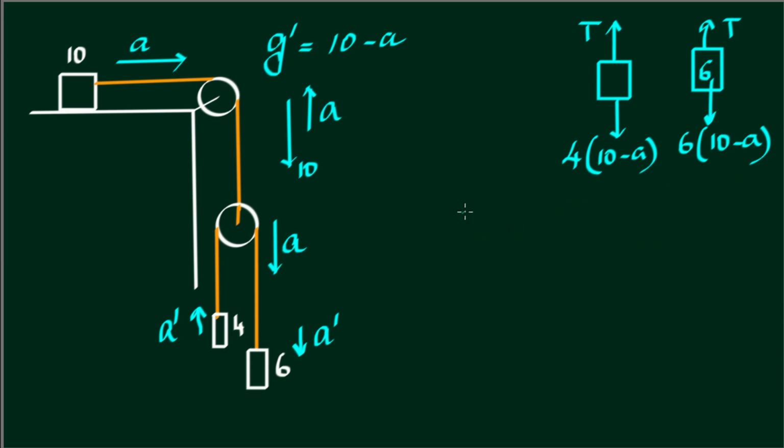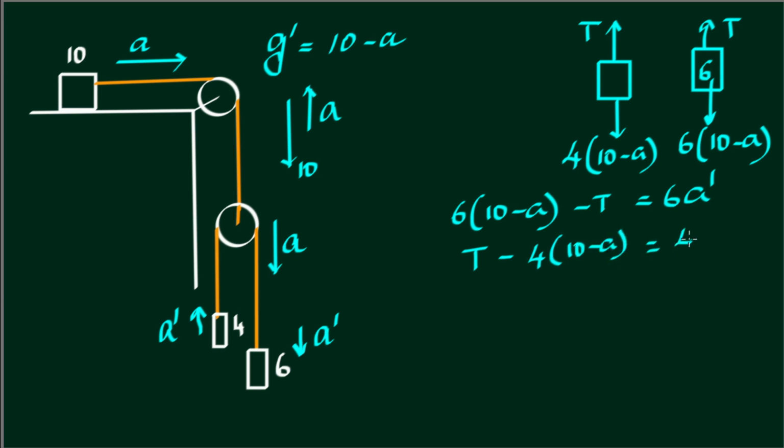So let's write the equations. 6 times (10 minus A) minus T, taking down as positive here, is equal to 6 times A prime. And the 4 kg block is accelerating upwards. Therefore, T minus 4 times (10 minus A) is equal to 4A prime. Let's add the two equations. T and minus T cancel. 6 minus 4 is 2, so 2 times (10 minus A) is equal to 10A prime.